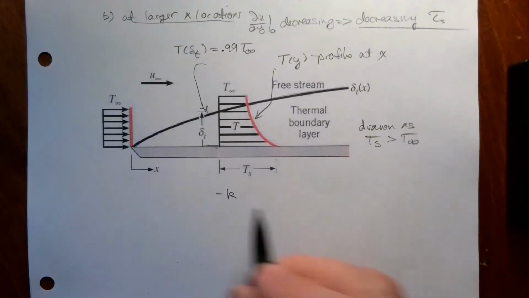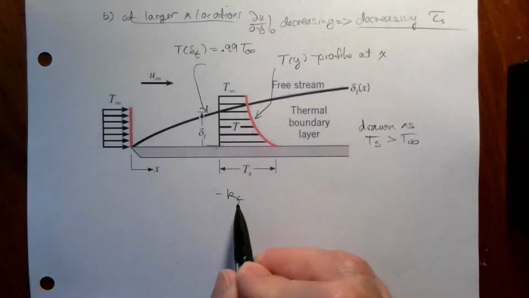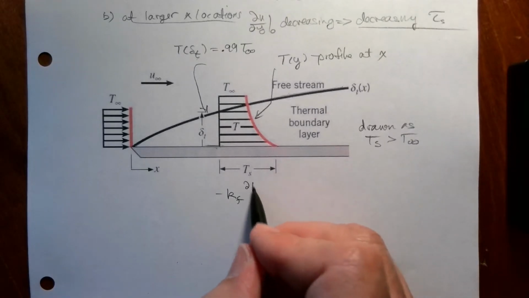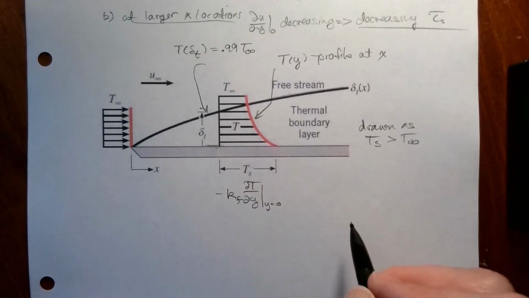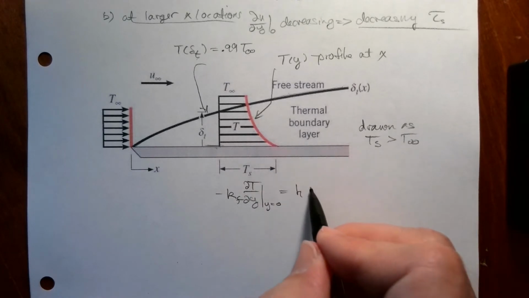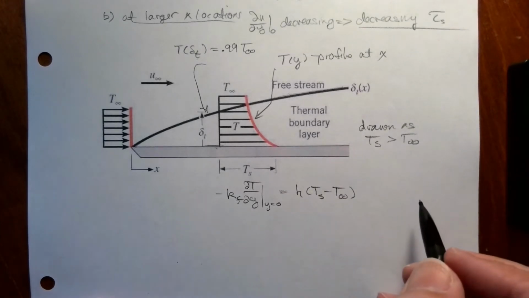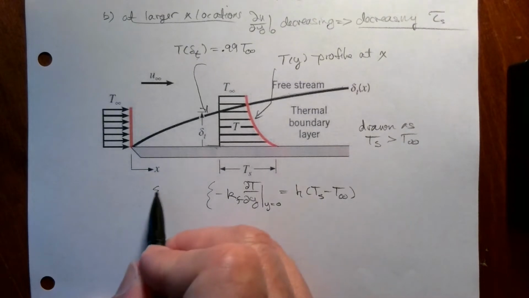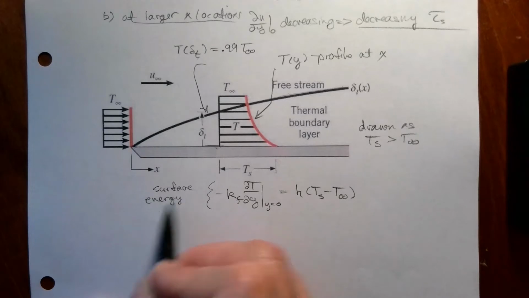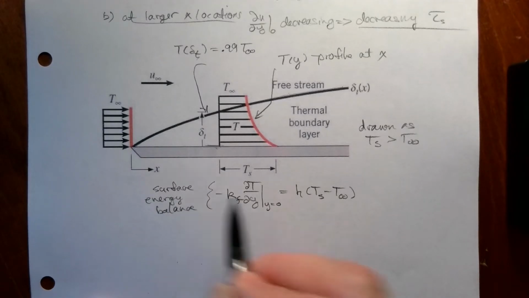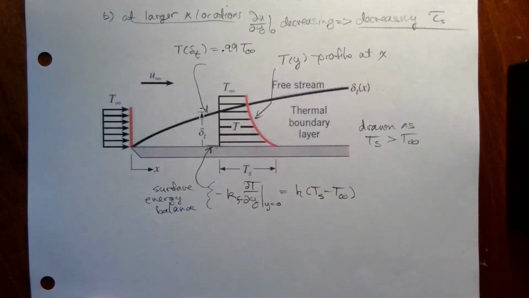What's conducting through the liquid is minus K of the fluid. I guess it's not necessarily liquid. K of the fluid times the partial of T with respect to Y at Y equal to 0. That has to equal H times (T_S minus T ambient). Surface energy balance. Alright, so that's what's occurring right on the surface.